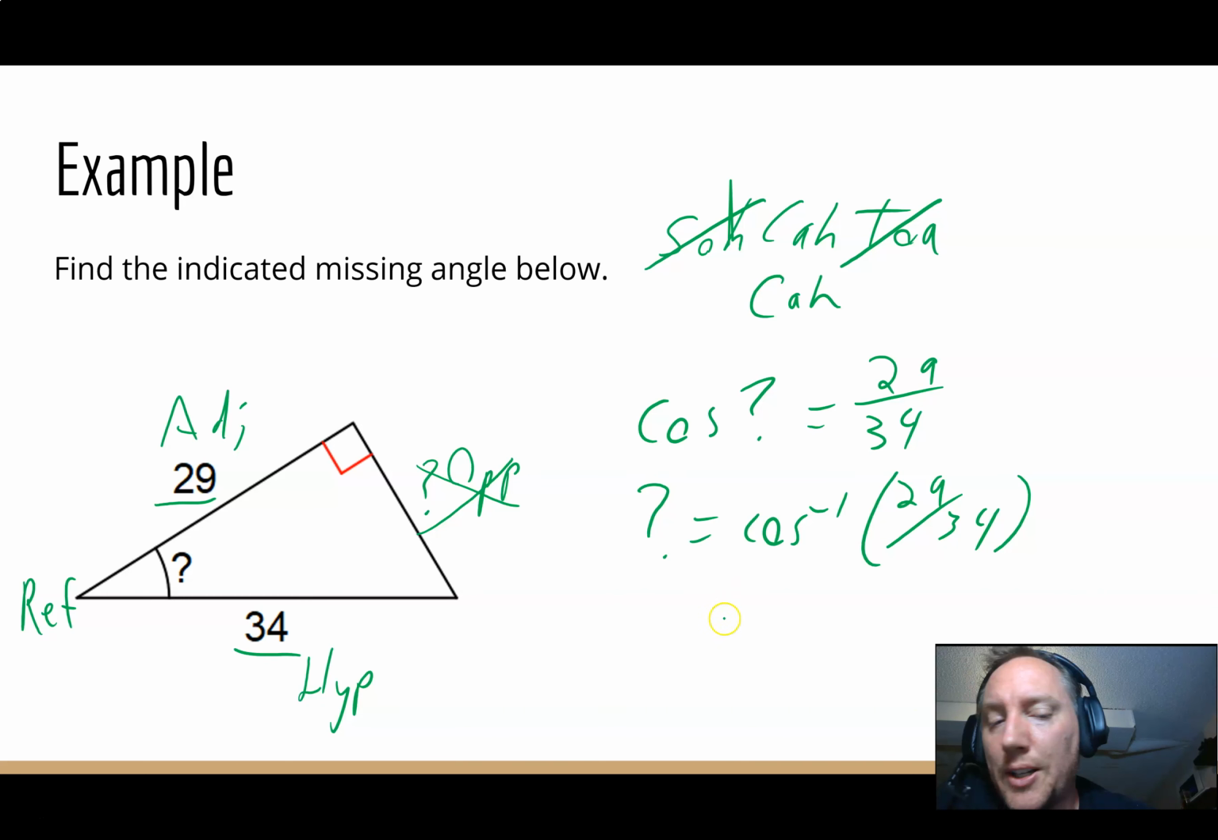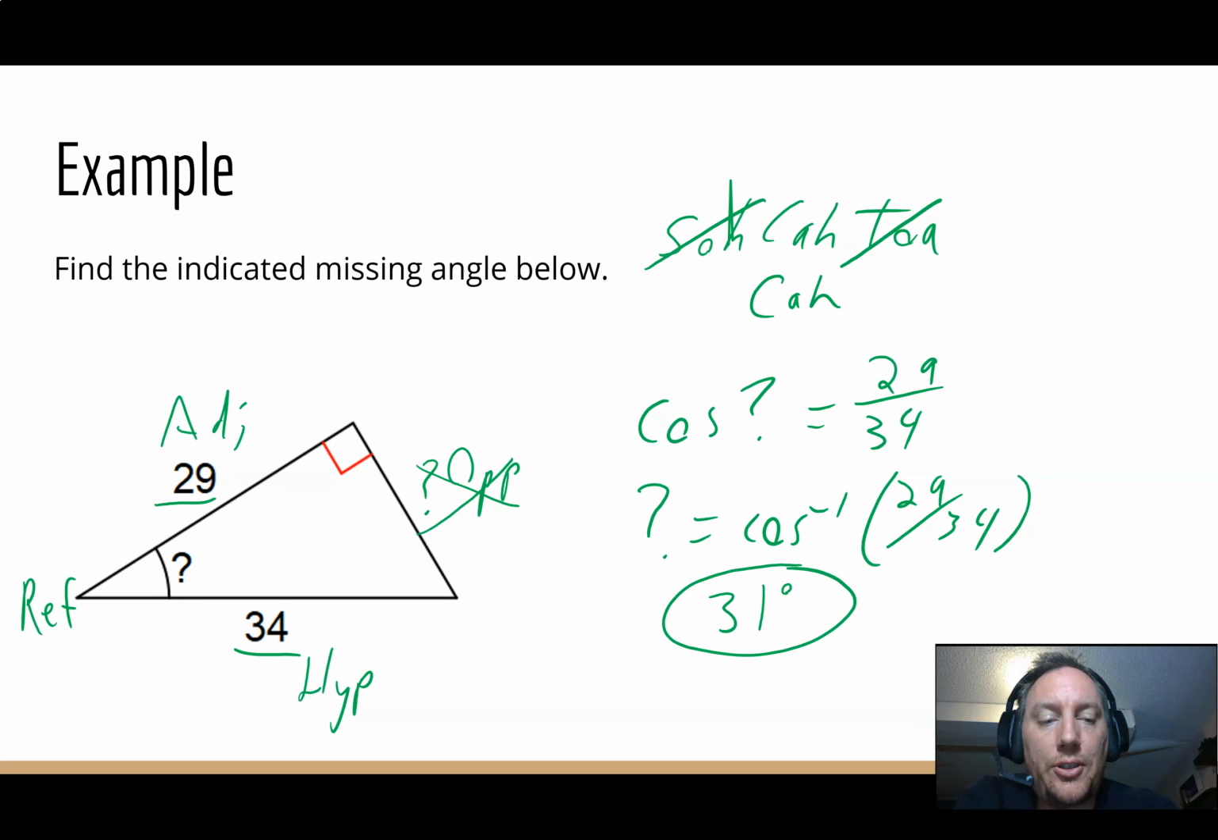If you're only solving for one side or one angle, that's all you really need to do.